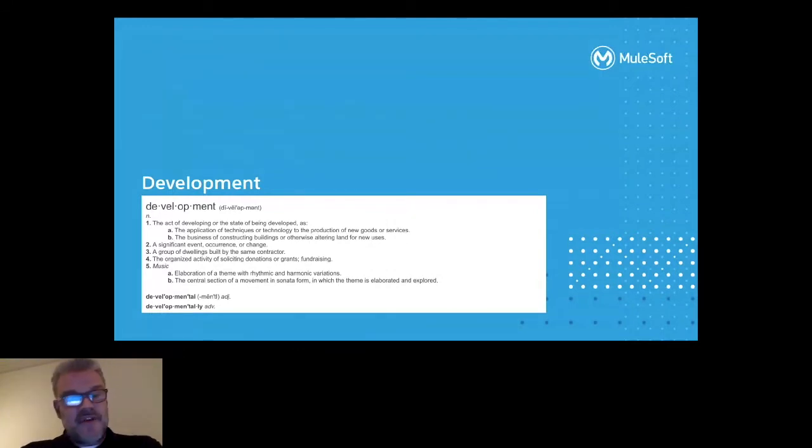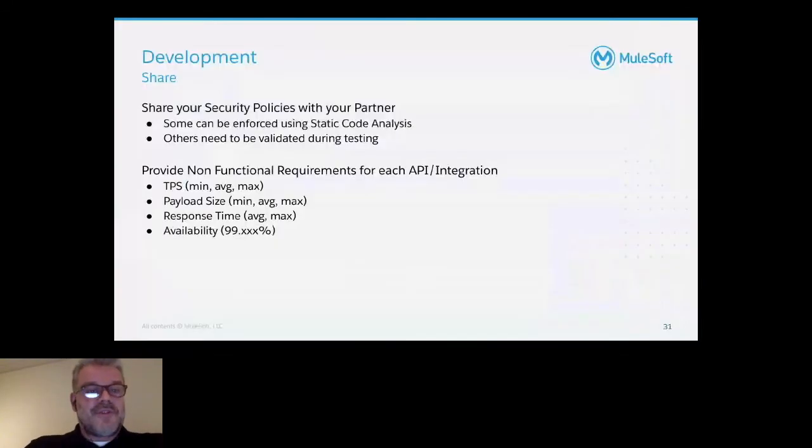And then my favorite part, development. What do you need to share with the developers that build your APIs and create all this value? Well, first of all, you need to share your security policies with your partner. And you also need to make sure that you provide CI/CD services like automated testing and static code analysis. Why? Because those are features that the developer needs to ensure the consistent delivery of quality code.